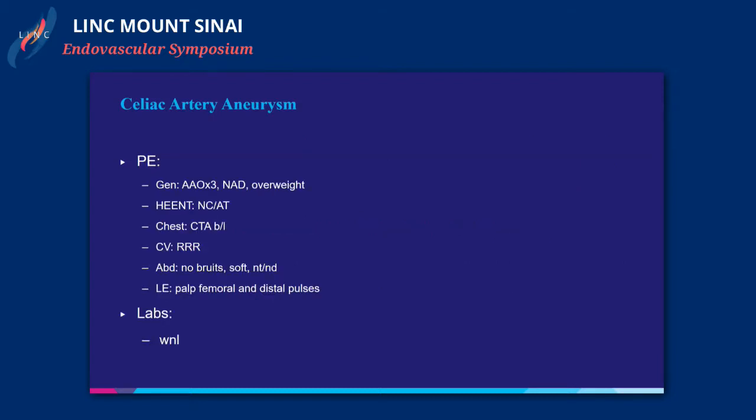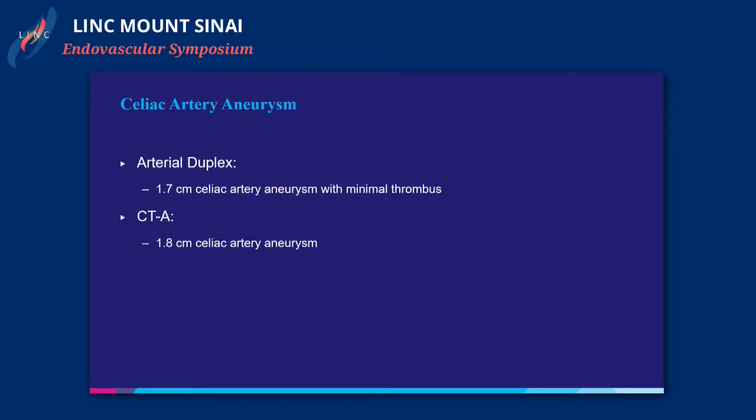On physical exam, he was obese, overweight, no other significant findings, no abdominal bruits, palpable femorals and distal pulses, both in the upper and lower extremity. Labs were within normal limits. On arterial duplex, we saw an approximately 1.7 centimeter celiac artery aneurysm with minimal thrombus, and on CTA, we saw a 1.8 centimeter celiac artery aneurysm.